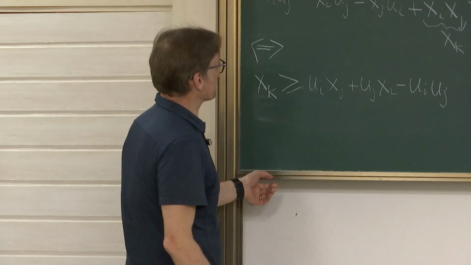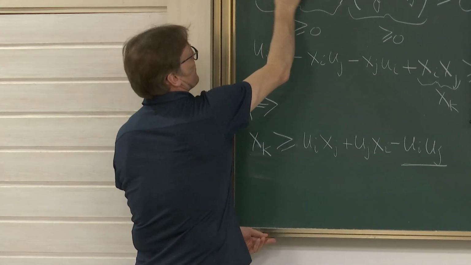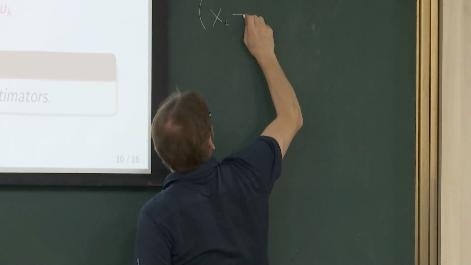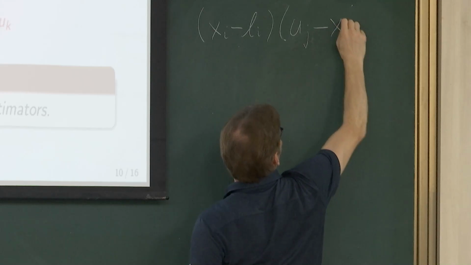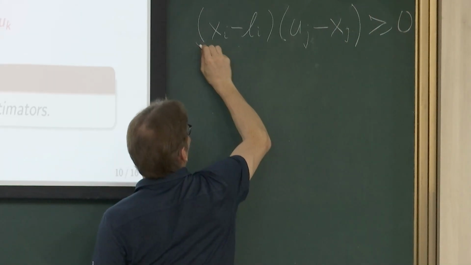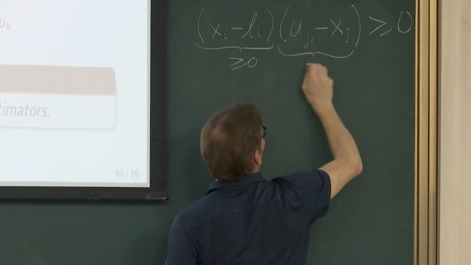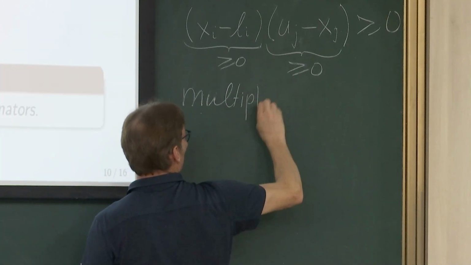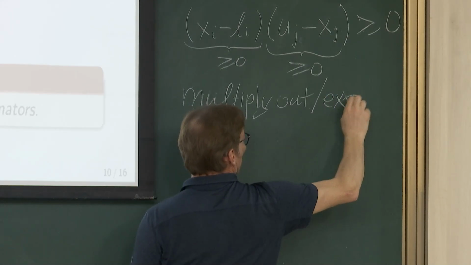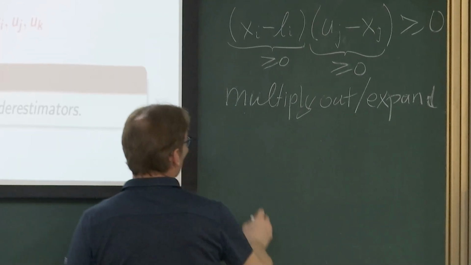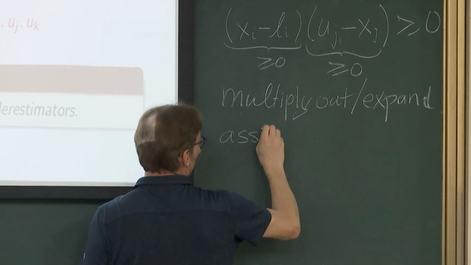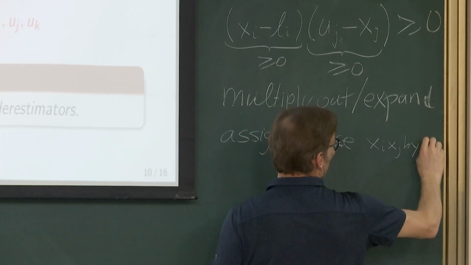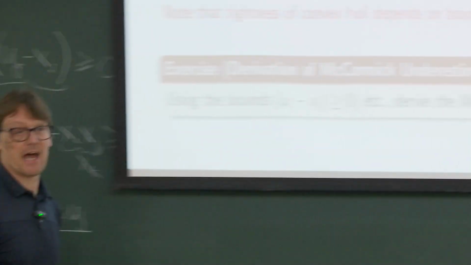Next one. We called it the uij bound because those were the two inequalities that we multiplied together. So we can do another one. You can do xi minus li times uj minus xj. That's again greater or equal to 0 because each of the individual terms that you multiply are greater or equal to 0. Then you multiply this out, or expand, which is probably the better term. Then you replace the xi xj term by xk and rearrange. That's it. And so now you know how to do McCormick underestimators.